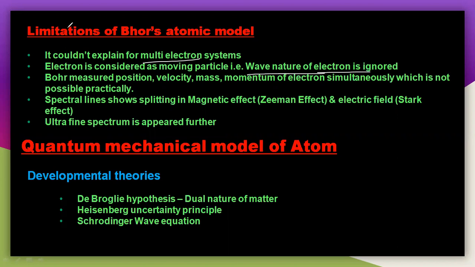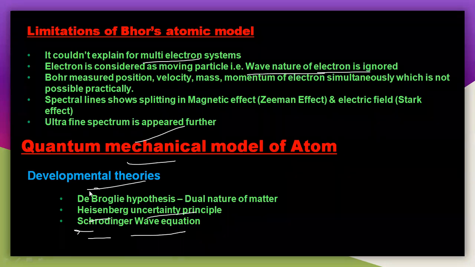So let us understand the quantum mechanical model of an atom here. The development of the quantum mechanical model includes three major contributions. One is the de Broglie hypothesis, the Heisenberg uncertainty principle, and the next one is the Schrodinger wave equation here. These are very important here. Actually we are having these two important theories, the de Broglie hypothesis and the Heisenberg uncertainty principle, so let us understand those two things in this session.